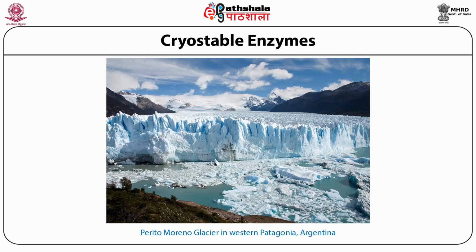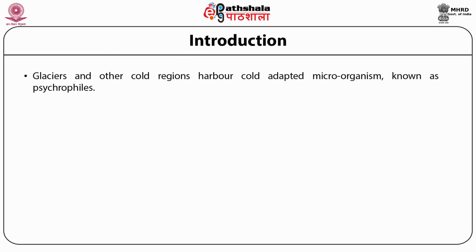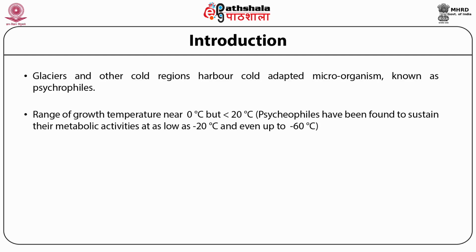And the biochemical reactions, and therefore the activity of the enzymes, is related to that temperature. So to begin with the introduction of psychrophiles, which live in glaciers or other cold regions of the world, the temperature range of these enzymes is 0 degrees but lower than 20 degrees. And as I told already, the temperature might go as low as -20 or -60 degrees.